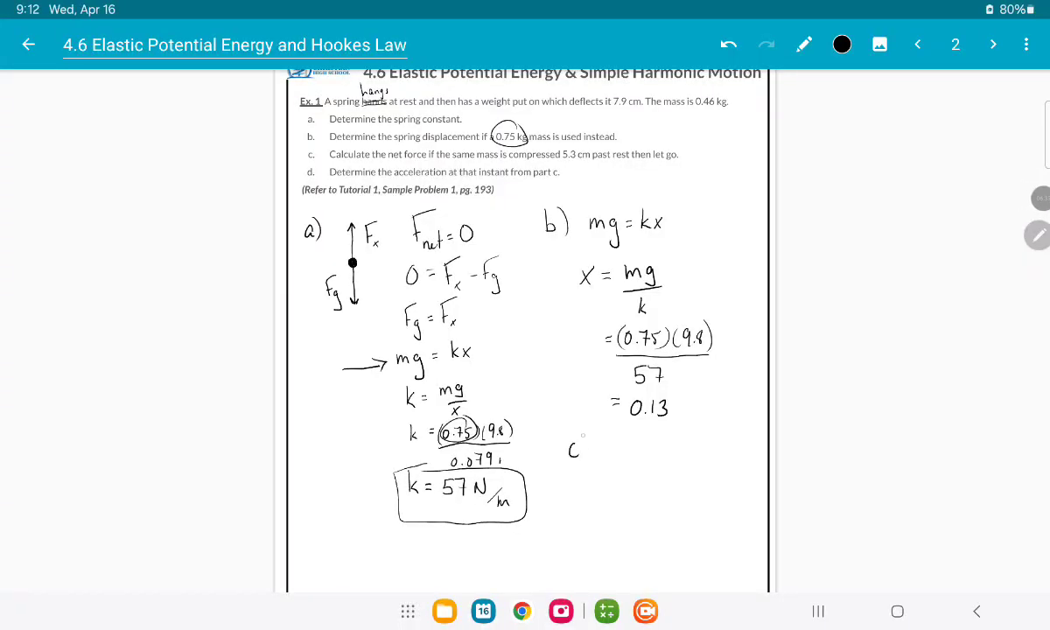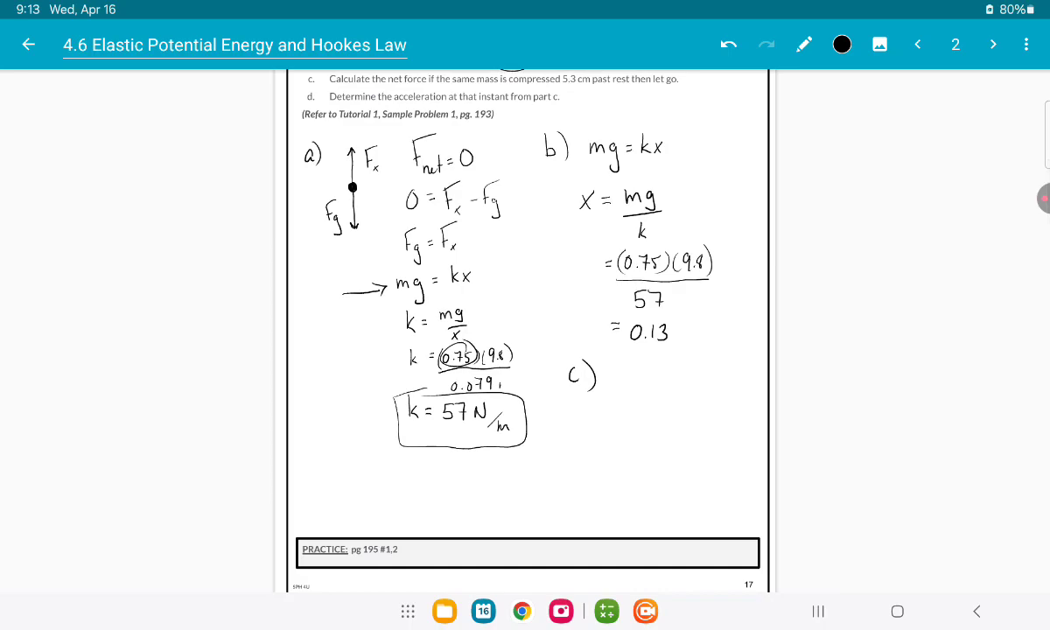Now part C says, calculate the net force if the same mass is compressed 5.3 centimeters past rest, then let go. Since it's not hanging at rest, we're holding the mass in place with some compression. So from the point of view of the mass, in the free body diagram, not only is the force of gravity pulling down, but we have the force of the spring pushing down as well.